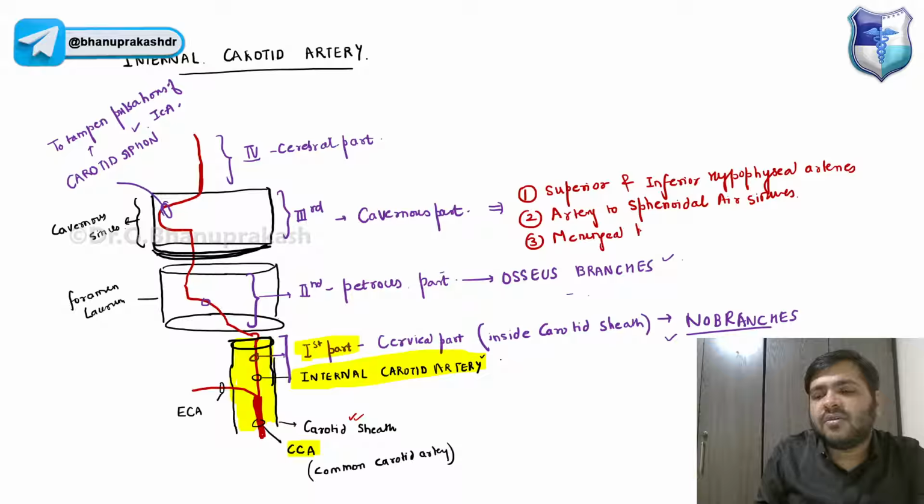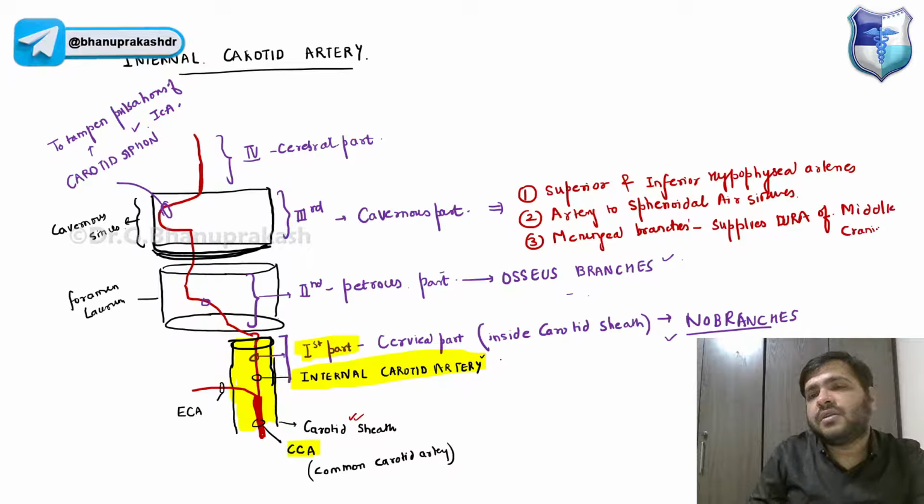Meningeal branches also, guys. It supplies the dura mater of the middle cranial fossa. There are three meninges: dura, arachnoid and pia mater. So remember, it supplies the dura of the middle cranial fossa.